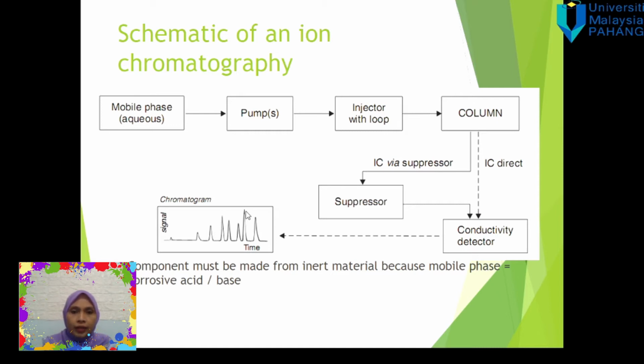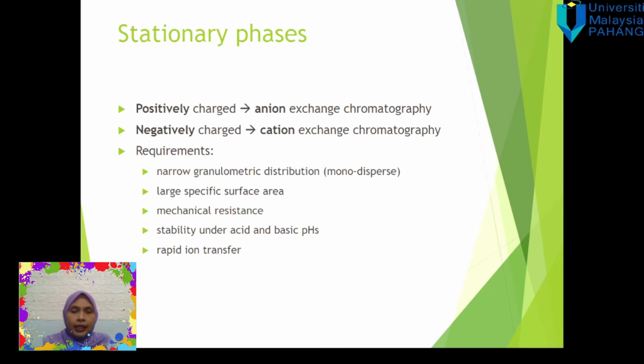So the chromatogram looks like this, where the x-axis will be time and the y-axis will be the electrical conductivity. This is the schematic diagram. If it looks like this, the schematic is not much different from the HPLC. Now we go through each important compartment in the IC.